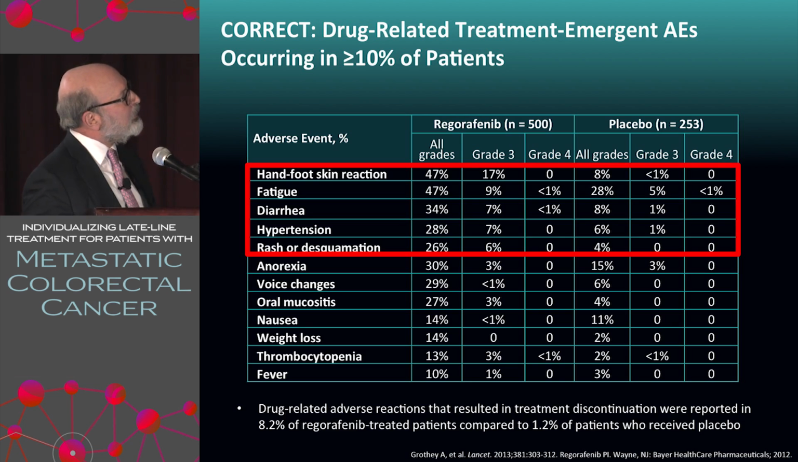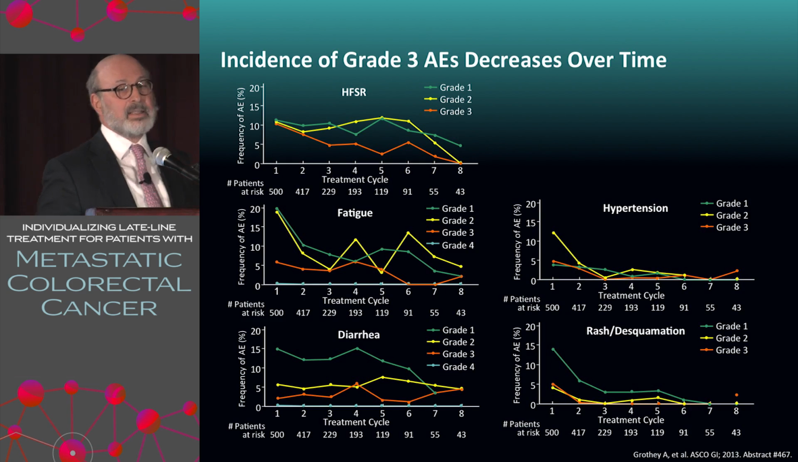You can see here that hand-foot skin reaction, HFSR, is the most common toxicity with regorafenib. Almost half of all patients get some of this, 17% grade 1. Fatigue is common, as well as increase in diarrhea, hypertension, and rash. Anorexia is a little bit higher than placebo, voice changes. So these are some of the non-hematologic toxicities that kind of result in the challenges in management of patients on this drug.